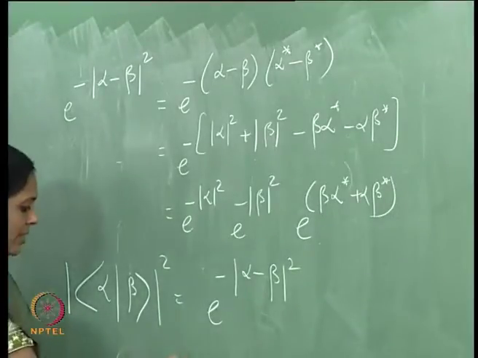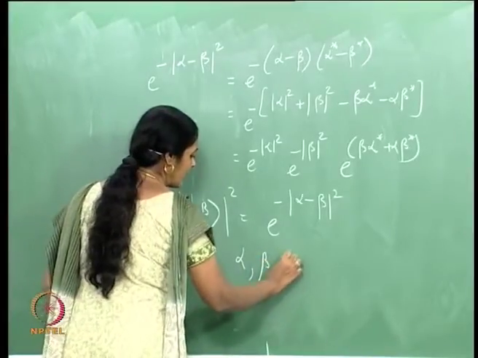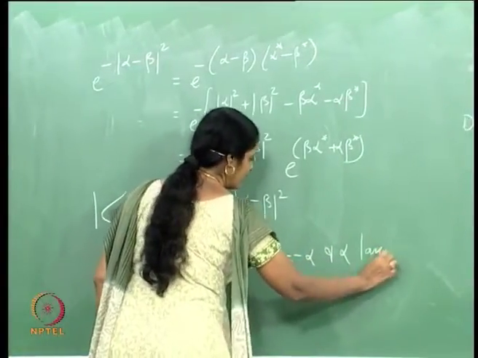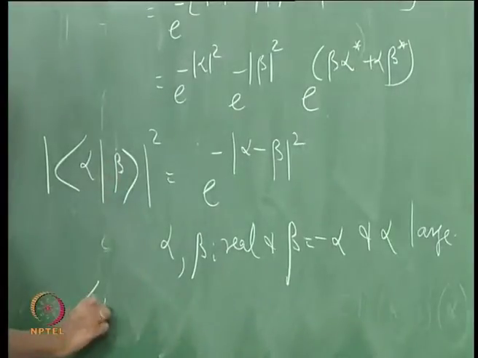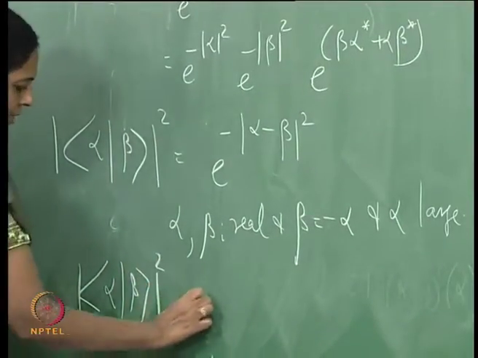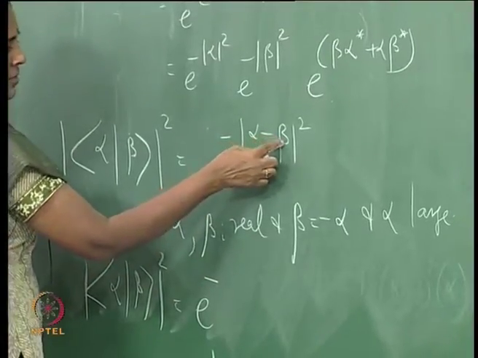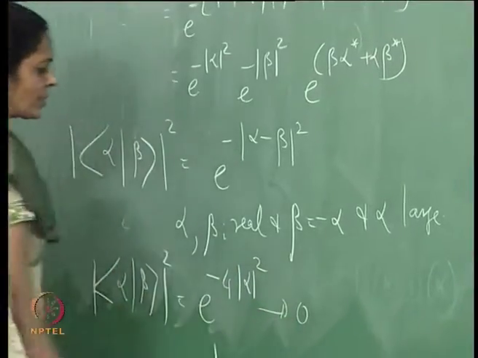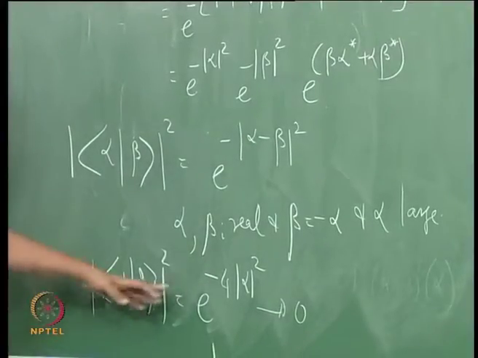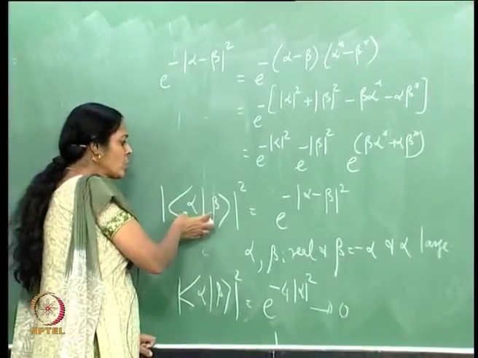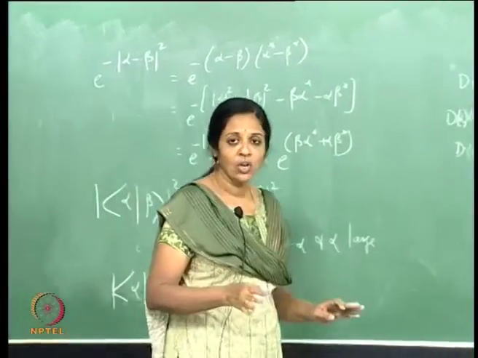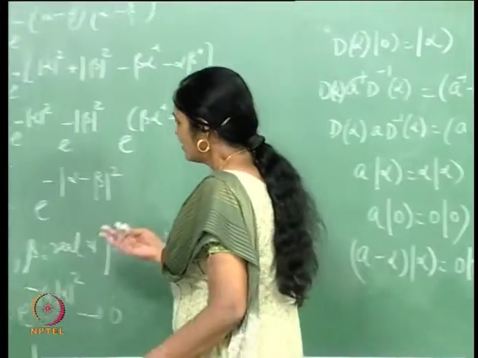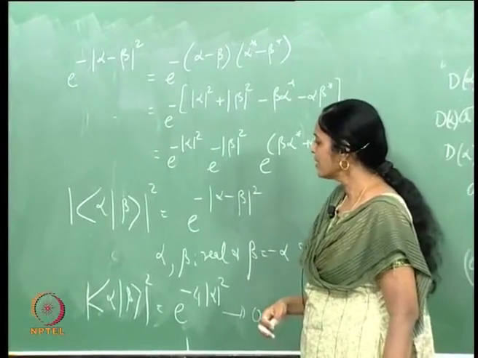Now, one thing is clear. Let us imagine for a moment that alpha and beta are real and beta equal to minus alpha and alpha large. Then alpha beta mod squared is e to the minus, that gives me an alpha minus minus alpha, and therefore that is a 4 mod alpha squared, and for alpha large it is 0, because that is like e to the minus infinity. And therefore, these two states ket alpha and ket beta, which are not orthogonal to each other, can be approximated to being orthogonal to each other, provided beta is taken to be minus alpha and alpha itself is large.